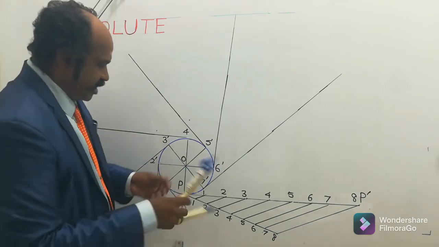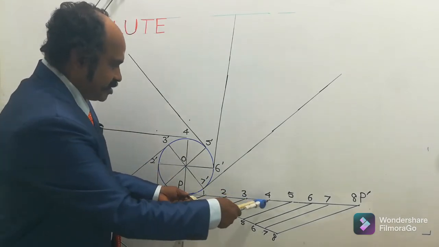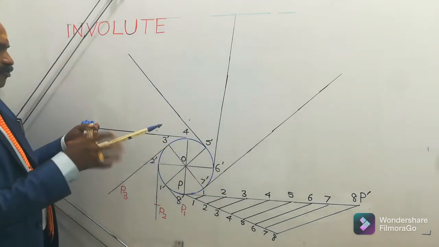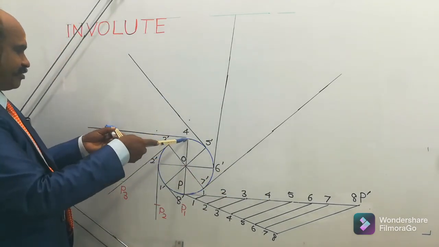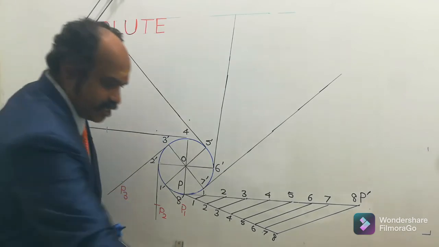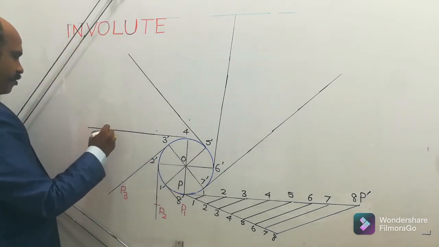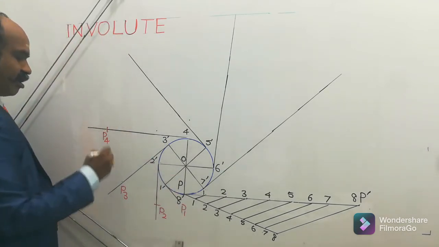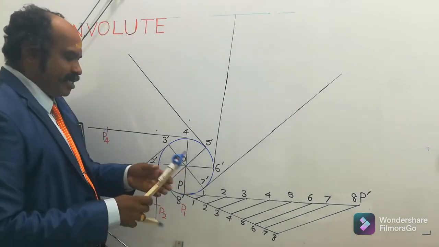Next is P4. Take P4 distance in your compass. So 4 dash will be a tangential line. Cut it out. This point shall be marked as P4. The same process is repeated for all other points. Okay, every time the distance will increase.